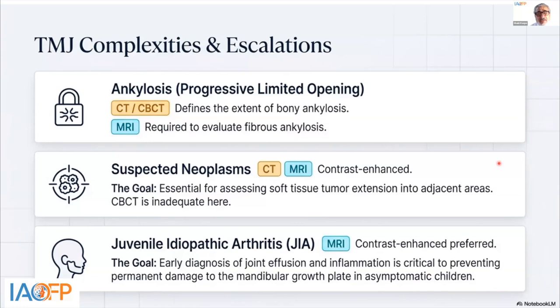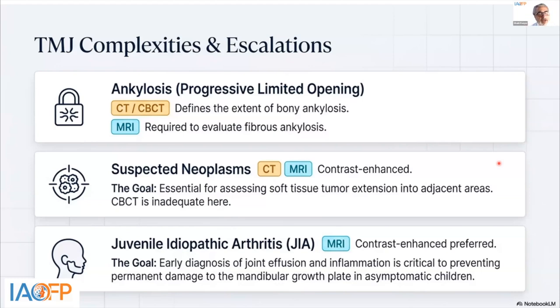Sometimes with TMJ cases, we need more routine imaging. For ankylosis, CT or CBCT helps define bone fusion, while MRI helps with fibrous ankylosis of the TM joints. When we suspect a neoplasm, which I'll show you a case of, then we have to move to the use of contrast to enhance the views of the suspected area. The goal is really assessing soft tissue, tumor extensions, and the adjacent area of the joints.